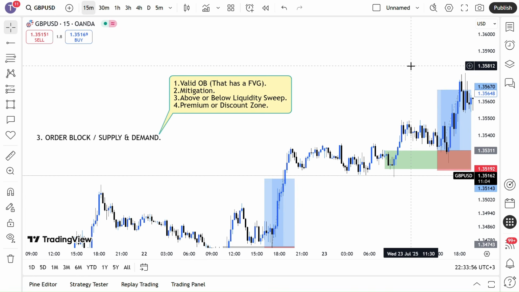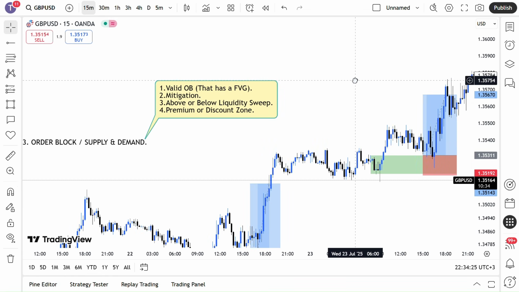Number 4, we have, is the order block located within a premium or discount zone, depending on the direction that you are trading with? So these are the main 4 questions that you should answer yourself before jumping into any conclusion, or before taking any trade that you want to take. So that is it for order blocks.